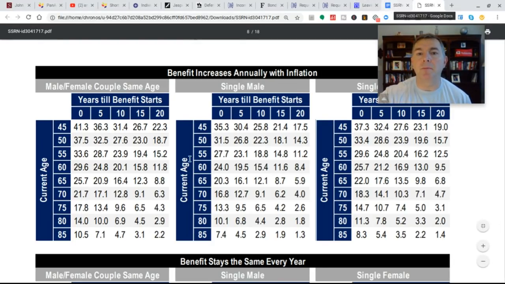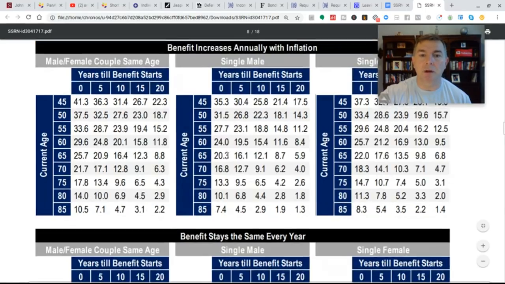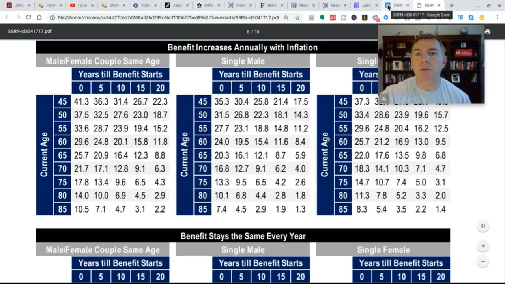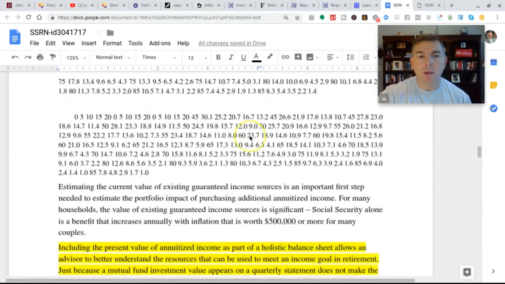So let's keep going down here. And there are tons of charts in here that you can run. Single male, male, female. You can run it every which way you want. So let's keep going. All right.